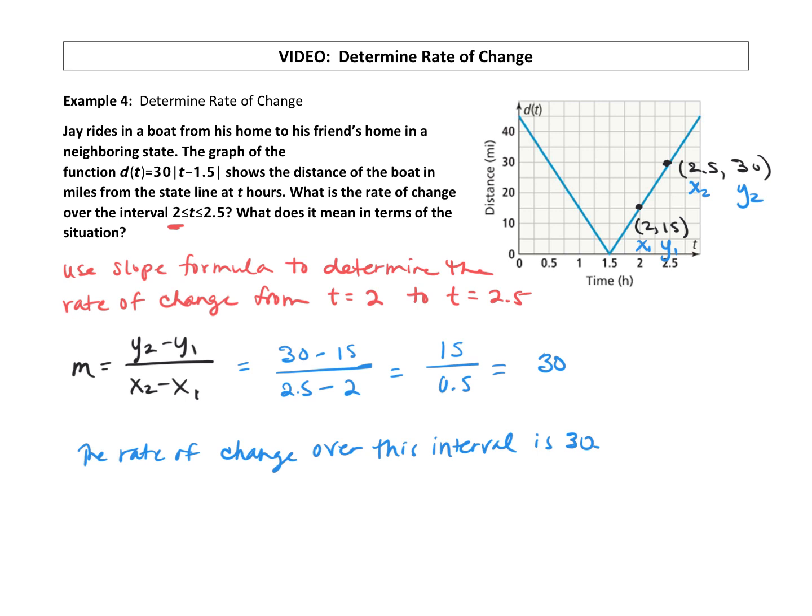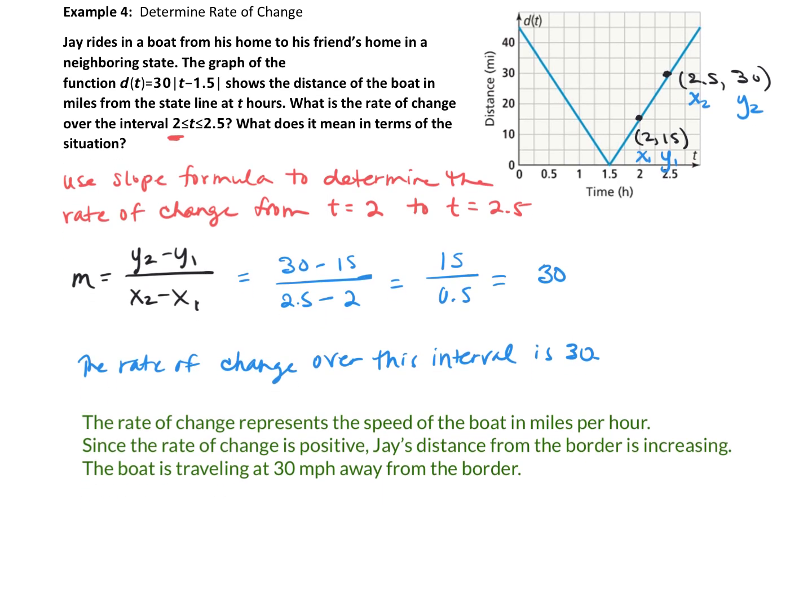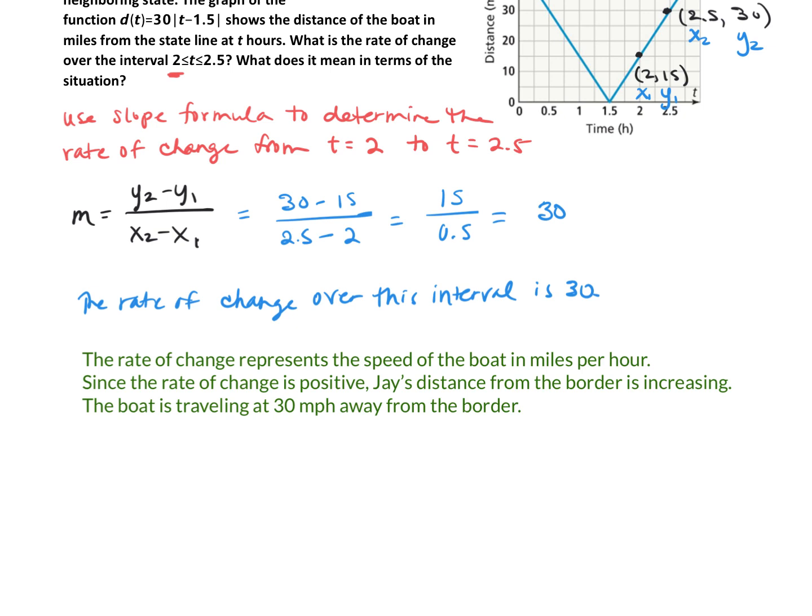All right, so what is the rate of change over the interval? We got that 30. What does it mean in terms of the situation? I thought I'd type this one in for you so it was easier to read and so you could write it in your notes a little bit easier. So what does this mean in terms of the situation? The rate of change that you just found, 30, represents the speed of the boat in miles per hour.